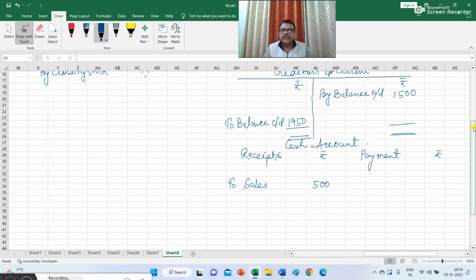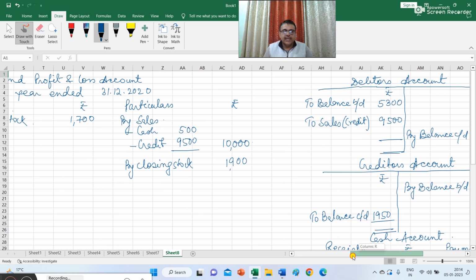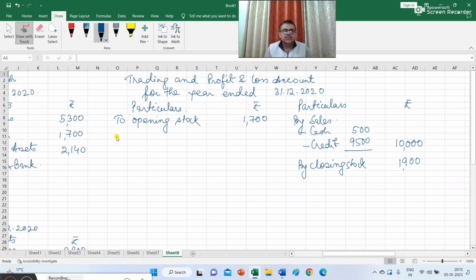And regarding the credit sales, you have to record it in the debtor account. So in debtors account I have to write debtor account debit to sales, and this is the credit sales, which is 9,500. Then it is given as total purchase is 4,500. So in the trading account I have to write to purchases.